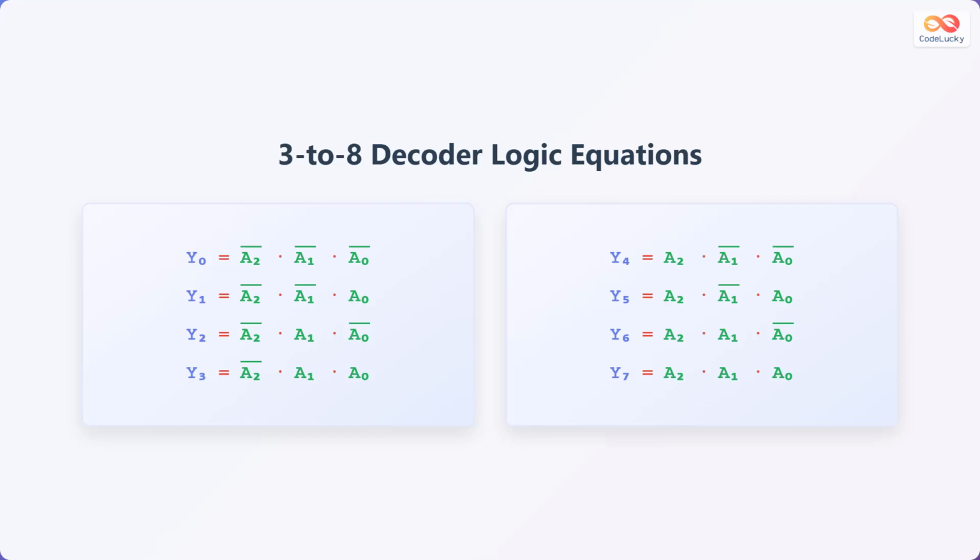Y4 equals A2 multiplied by A1 bar multiplied by A0 bar. Y5 equals A2 multiplied by A1 bar multiplied by A0. Y6 equals A2 multiplied by A1 multiplied by A0 bar. And Y7 equals A2 multiplied by A1 multiplied by A0.